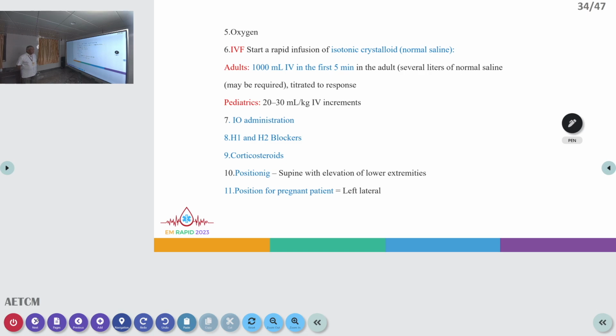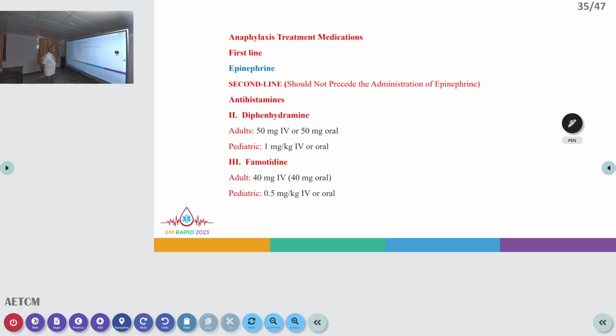In the case of a pregnant patient nearing term, the left lateral position is the most important. Positioning is also important. Don't forget. Just to sum up the anaphylaxis treatment medications, first line is epinephrine. Second line should not precede the administration of epinephrine. First line is always epinephrine, only epinephrine.